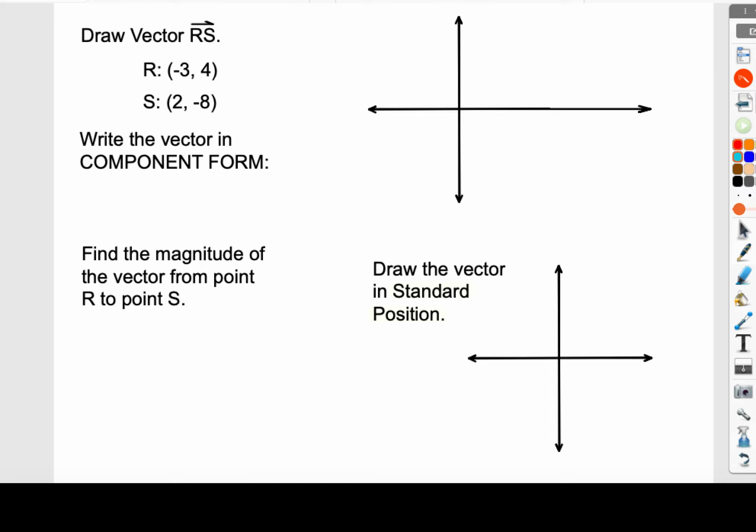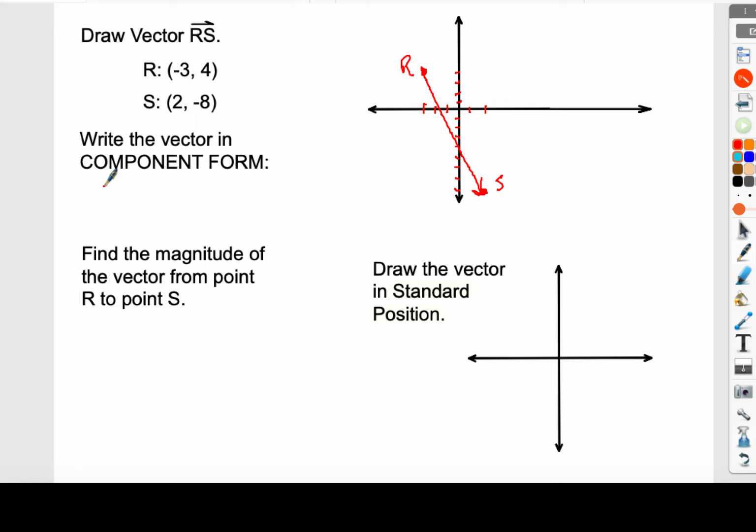So we want to draw vector RS. If they're going to give us exact points for R and S, we should probably graph that out. Negative 1, 2, 3, and up 1, 2, 3, 4. Now you might wonder why I made those so small when I've got all this space. Well, notice that point S is 2 units to the right, but it's 8 units, 1, 2, 3, 4, 5, 6, 7, 8 units down. I'm just trying to make sure we can fit that on the screen here. So again, this is to get from R to S. And notice it's traveling down to the right there.